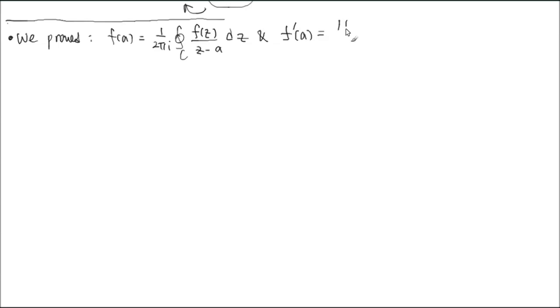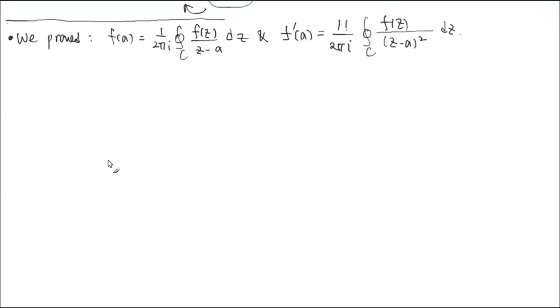We proved f of a being 1 over 2 pi i times the integral over c, containing the singularity, of f of z divided by z minus a dz, right? That was fairly easy. And f prime of a was 1 factorial, which is just 1, over 2 pi i times the integral over c, and I just showed you the important part of the proof. We have these two things, right?